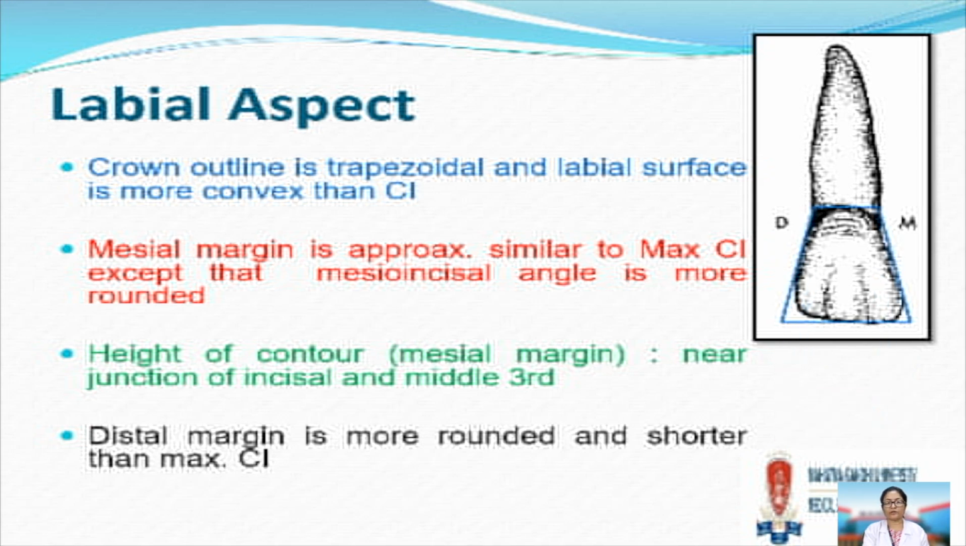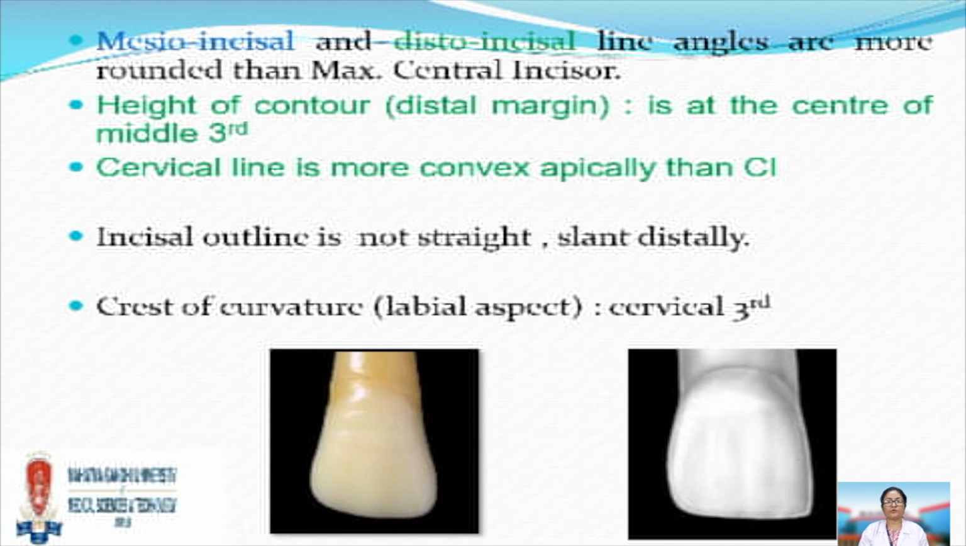This is the trapezoidal shape. This is the mesial outline which is straight, and this is the distal outline which is rounded. And this is the height of the mesial margin near the junction of incisal and middle third. The mesioincisal and distoincisal angles are both rounded here in comparison to the central incisor, where the mesial one is sharp and the distoincisal angle is rounded. Height of the contour of the distal margin is present at the center of the middle third.